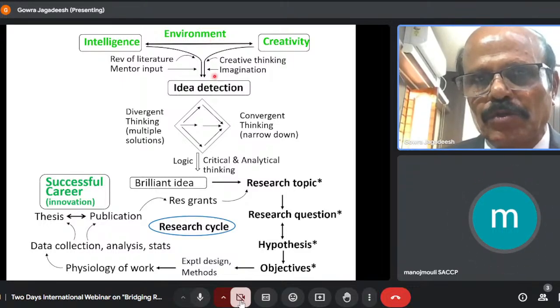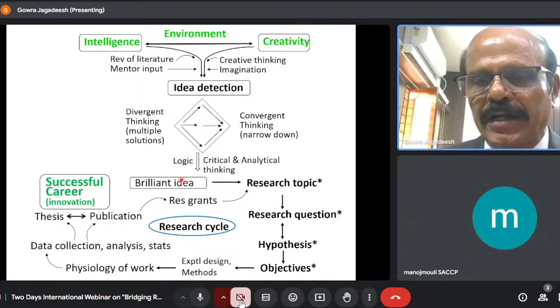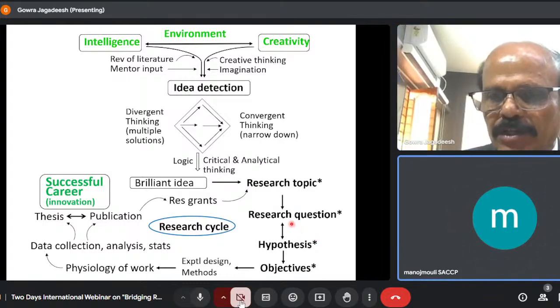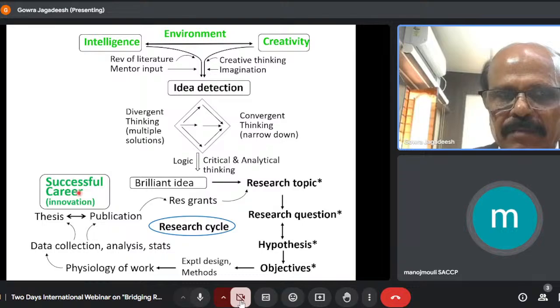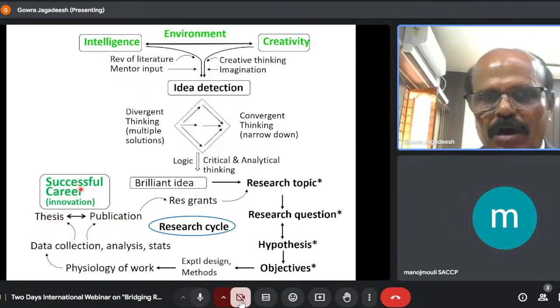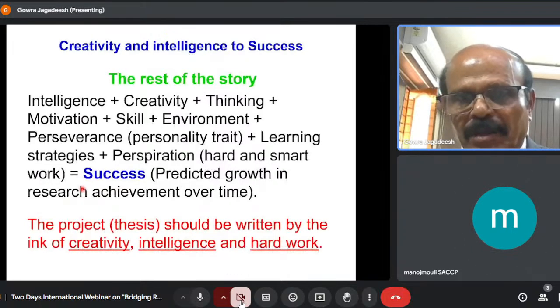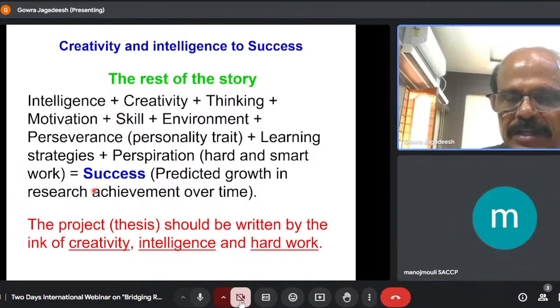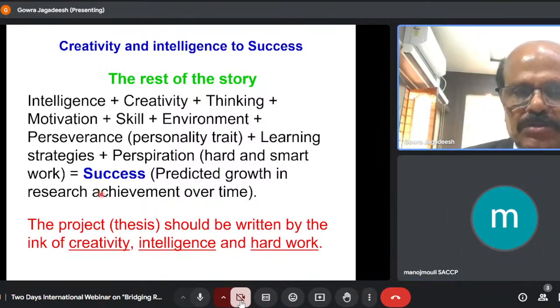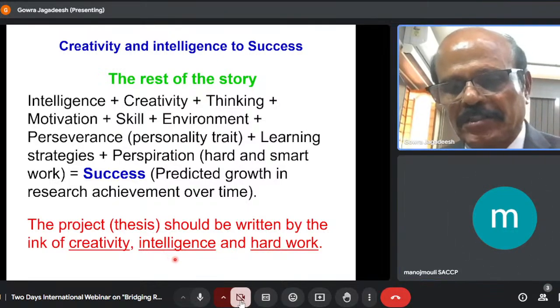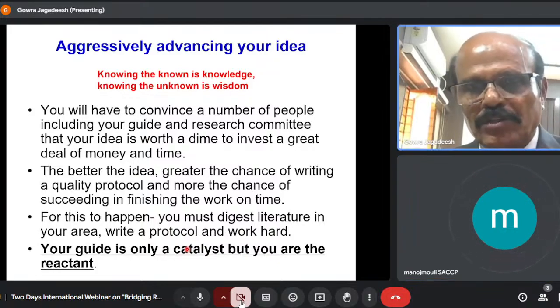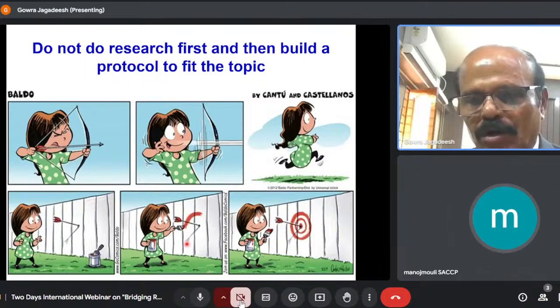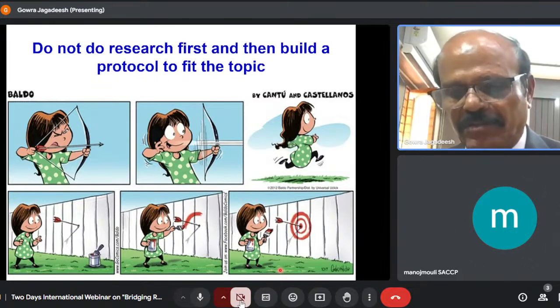And with your guide's help, you should be able to get good ideas, think through them with a brilliant idea, and considering hundreds of possibilities, getting into one possibility, you can get a very nice topic, turn it into a research question, start thinking here, and you are able to get a thesis and publication, and you have a successful career. I hope you understood the schematic diagram, where intelligence, creativity, thinking, motivation, skill, environment, perseverance, learning, strategies, and inspiration lead to success. The project should be written with the ink of creativity, intelligence, and hard work. That is very important. You have to advance whatever ideas you have. Always write first before you begin your studies. Don't think of writing after you complete your experiments. That doesn't make any sense at all.